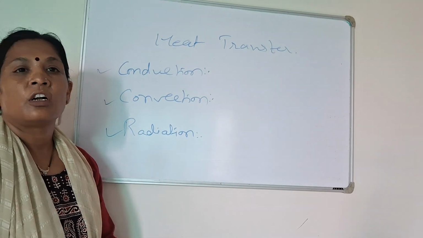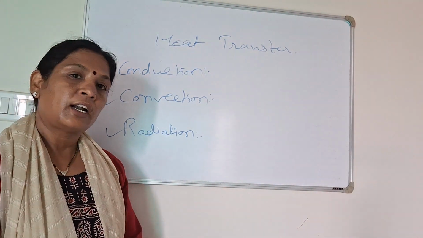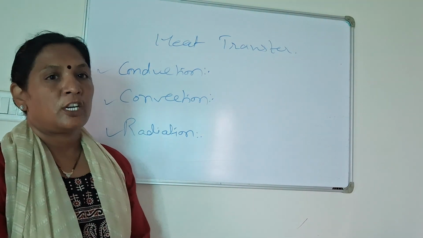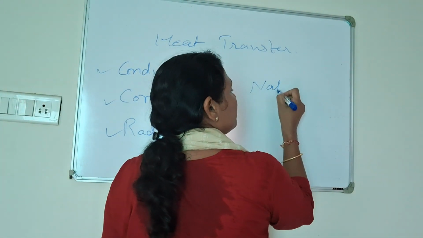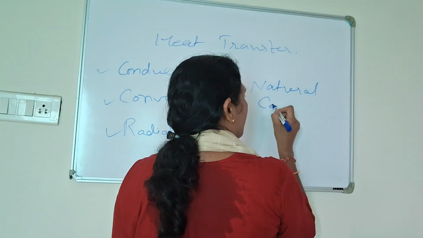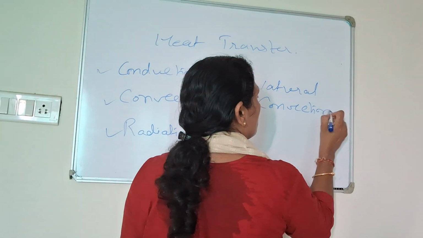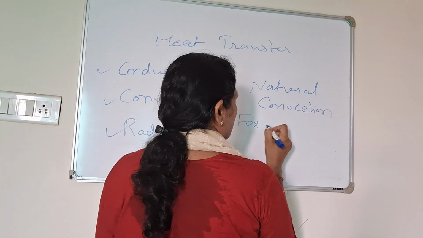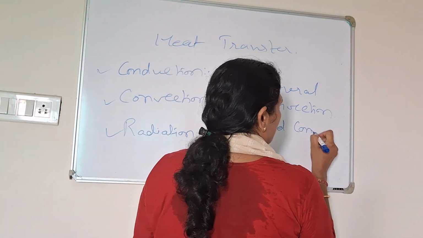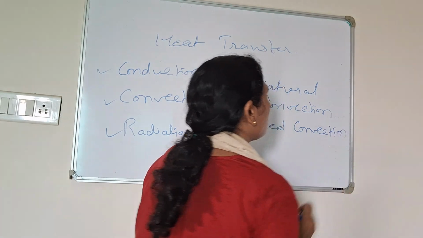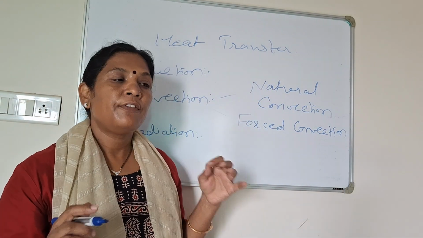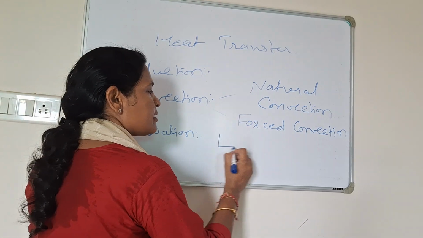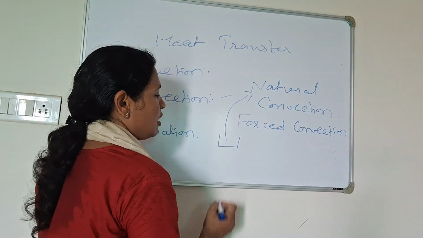When we are talking about convection, generally transfer in liquid takes place by convection. There are two types of convection. One is natural convection and the second one is forced convection. When we are talking about natural convection, we are not using anything. If we are heating water in a beaker, that is an example of natural convection.